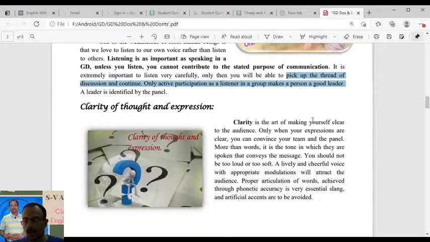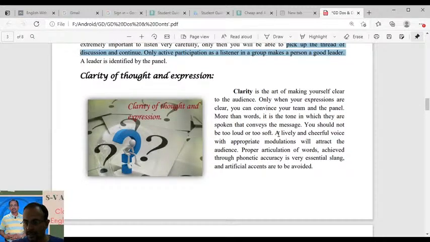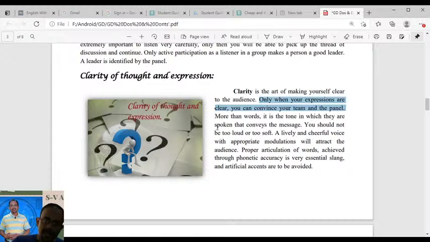Then clarity of thought and expression. Your thoughts should be clear enough. Only when your expressions are clear can you convince your team and the panel. That is why the thought process should be very, very clear. More than words, it is the tone in which they are spoken that conveys the message. So when you speak, be polite in your tone and in your expression, but loud enough for everyone to hear you. So that is very important.